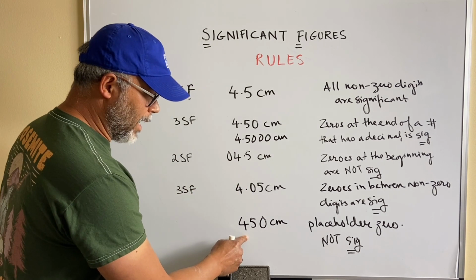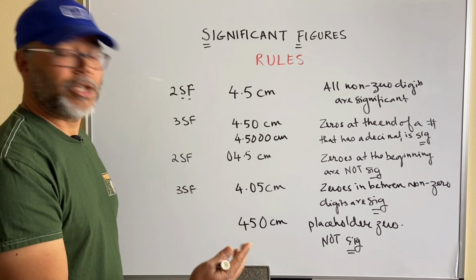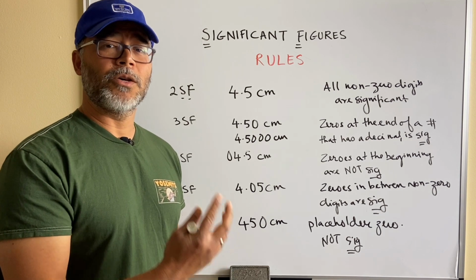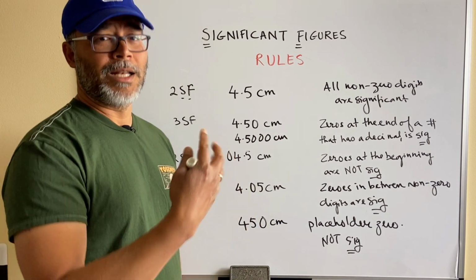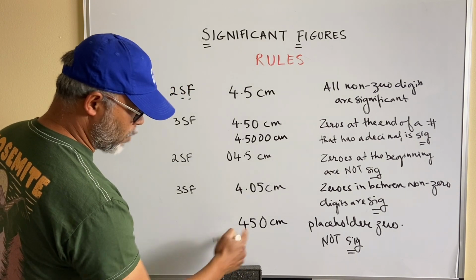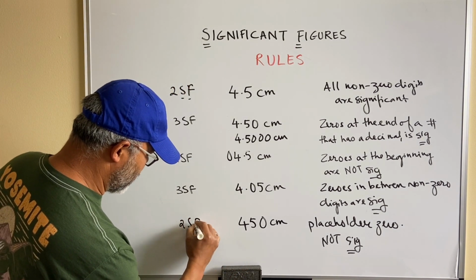But in this particular case, if you remove that 0, then the size changes. Therefore, that 0 has no other role other than to be a placeholder to denote the size of the number. Nothing to do with significant figures. So in this particular case, that's two significant figures.